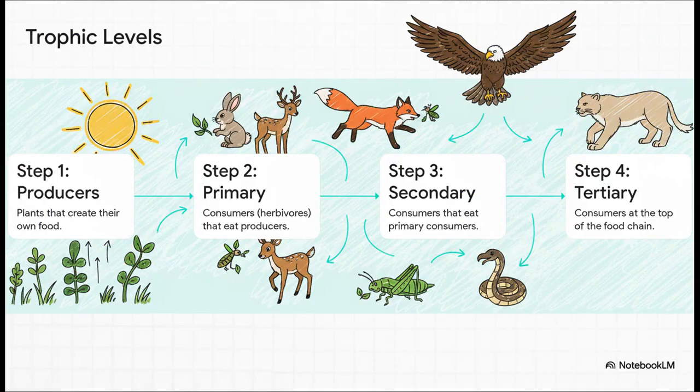Ecologists have a specific name for these steps: trophic levels. Level 1 is for the producers, plants basically, who make their own food. Level 2 is for the primary consumers, the herbivores who munch on those plants. They, in turn, get eaten by the secondary consumers at level 3, and those guys might get eaten by the tertiary consumers at the very top. Each level is getting its energy from the one right below it.